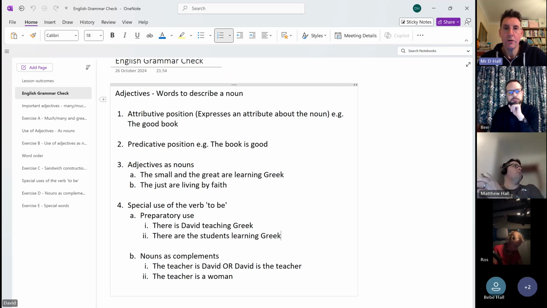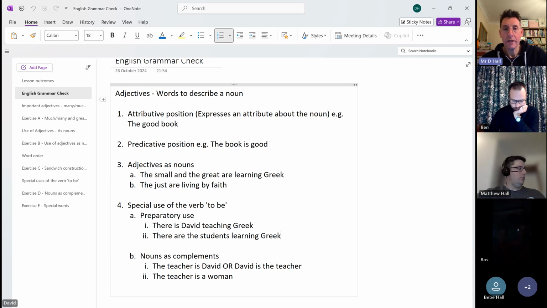So it's an attribute, it describes something about that noun, and that's one way of using an adjective. Another way is to use the verb to be. So we can be a bit more specific about what we're doing, and in the predicative position we have "the book is good." It's the same adjective being used, but we're now specifically referring to the book. We're saying that this book is good. So there are these two different ways of using an adjective which we had thought about. We'll come back to the other points as we go through, just to remind you that we have these positions for our adjective in a sentence.